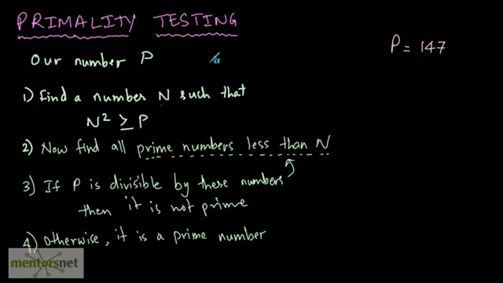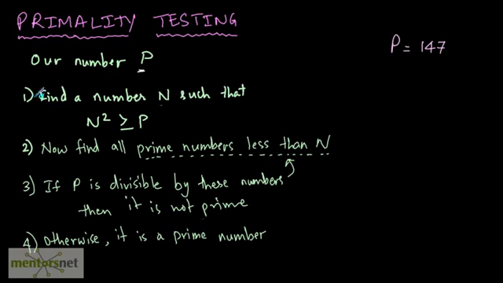Okay, so let's move on to our next topic, which is primality testing. How do you determine whether a number is prime or not? So you have to follow these 4 steps in order to determine this. Let's do this with an example. I have the number p. So the number p is 147.